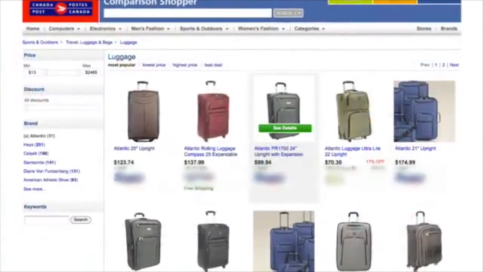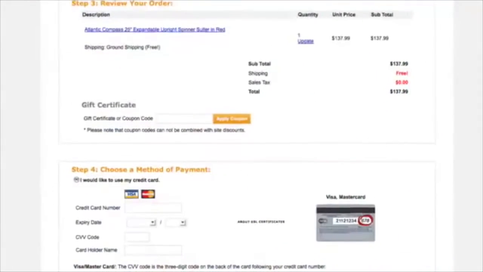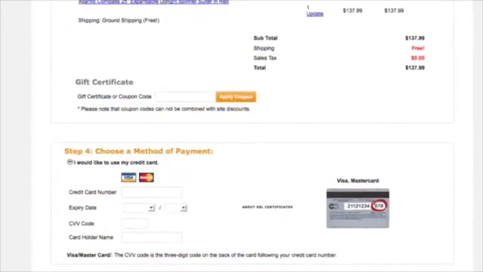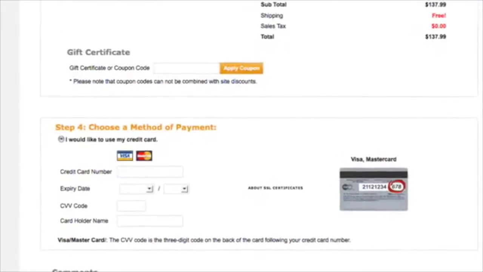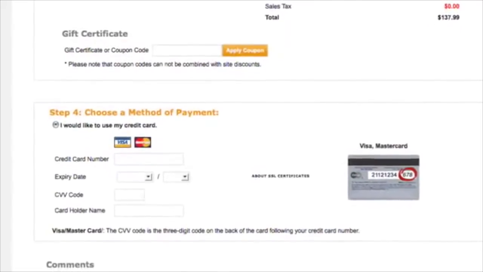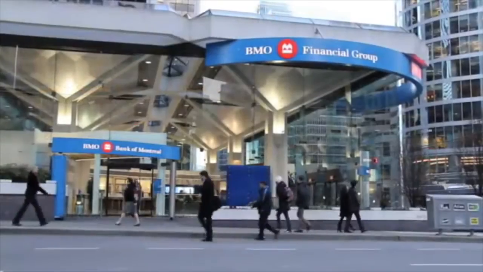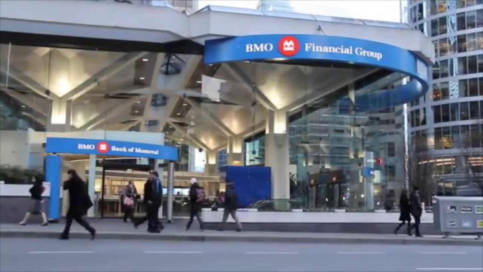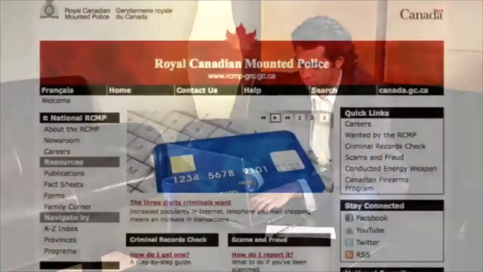When shopping online, payments are usually made by credit or debit cards. Be cautious about giving out your personal information. Valid websites will never ask for your bank or credit card's PIN, your social insurance number, your date of birth, or driver's license number. As well, financial institutions and credit card companies will never ask for account information by email or phone.